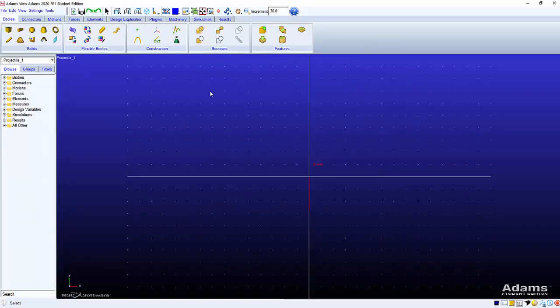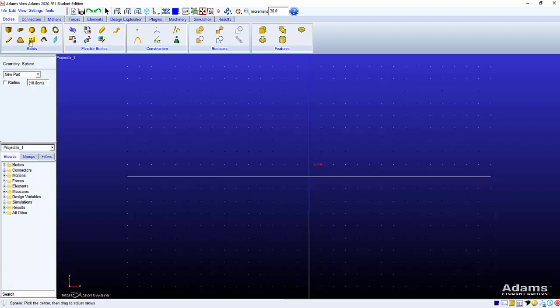As we agreed, the projectile is defined by one particle. So for this one particle, I'm going to use a sphere. So if I click on this under the bodies tab, I will go to the solids and I will create a sphere. If we click on this, it's going to ask me to create a new part. This is exactly what I want. I will create a new part.